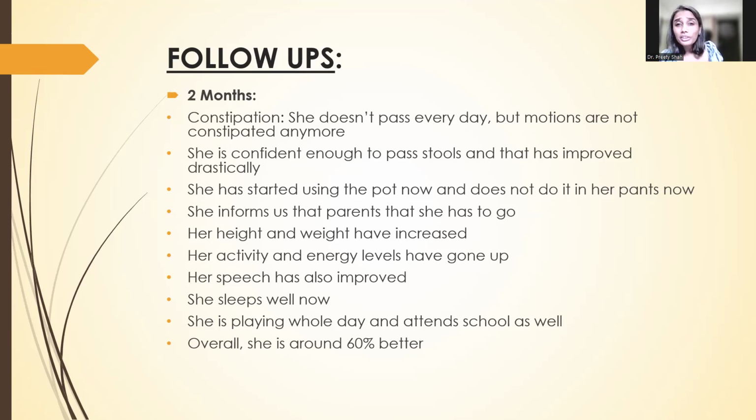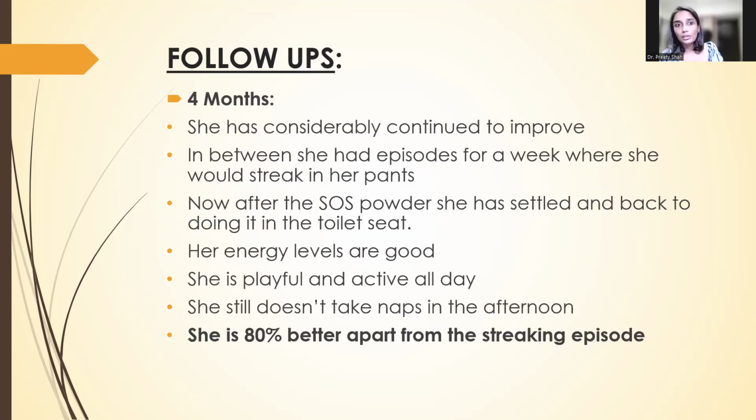She became confident enough to pass stools, and she was not very scared of doing that. She started to use the pot now and doesn't do it in her pants. She informs her parents that she wants to go to the washroom now. Developmentally, she was growing well. So overall, the mother felt that she was 60% better in 2 months' time.